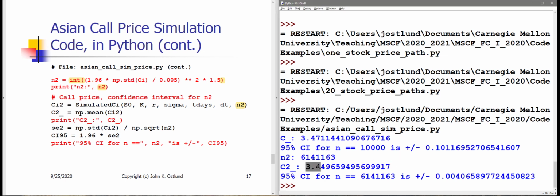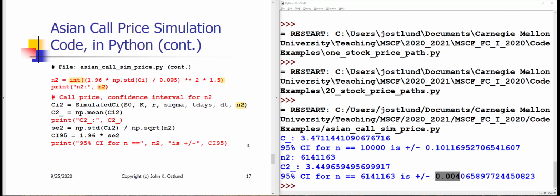Eventually, we get a result, 3.449, and yay, we did get a confidence interval that is tighter than half a penny. Okay, so we did better than plus or minus 0.005.